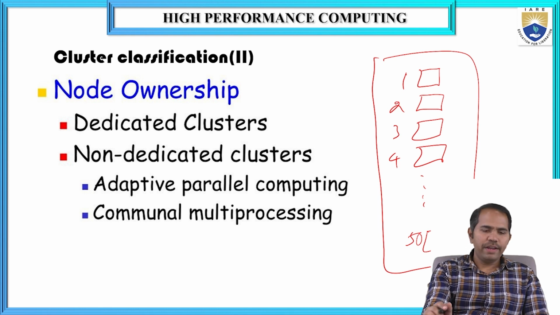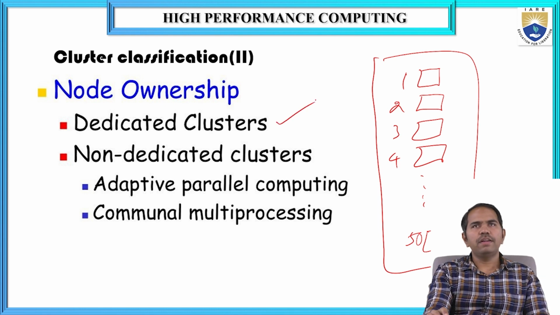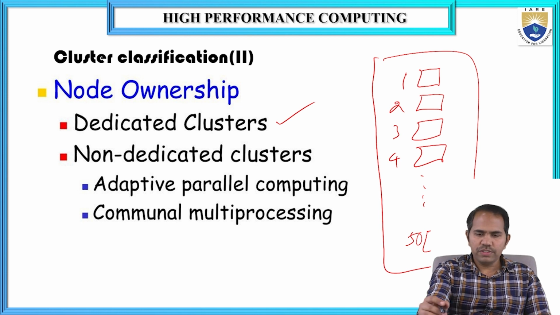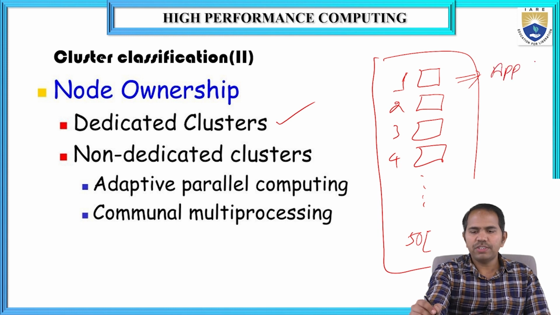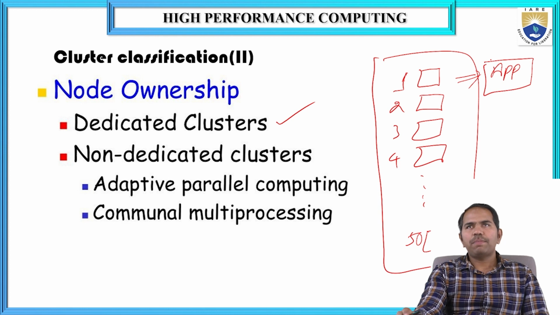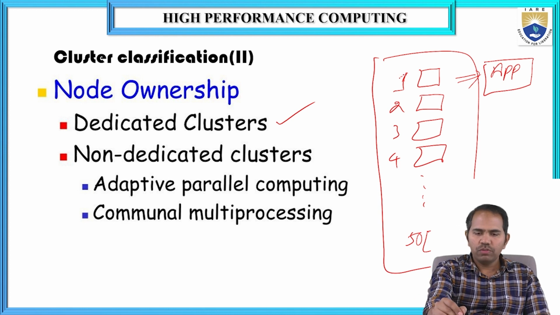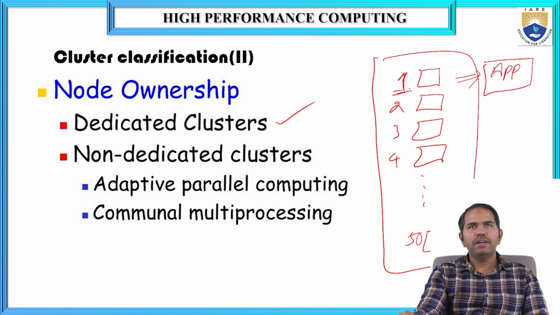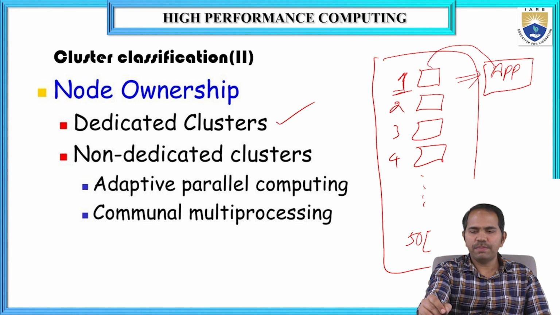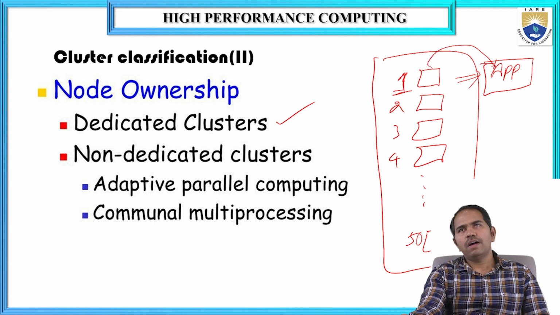Then I am talking about the dedicated clusters. This system, node 1, is purely for one specific application or specific purpose. Only for this purpose do we use this node. So that is called dedicated clusters. In this example, node 1 is assigned for a specific application or specific purpose.